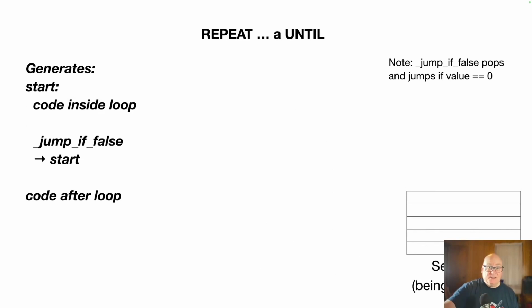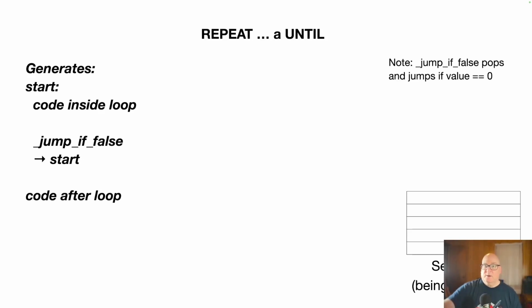So a repeat until, you have some block of code, and you're going to execute that, and then you're going to leave a value on the stack, A, and the until is going to say pop that value, compare it to false. If it's false, jump back to the top of the loop. So I've shown it as start on the left there. If it's not false, in other words, the condition is true, well, we repeat it until the condition, we fall through to the code after the loop.